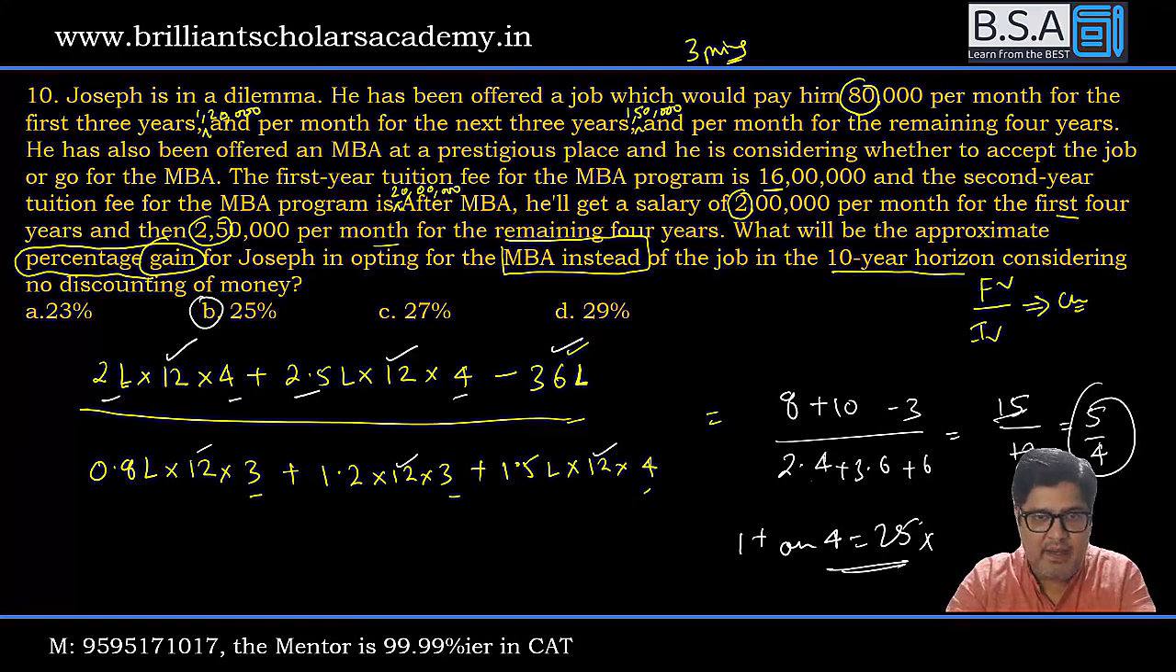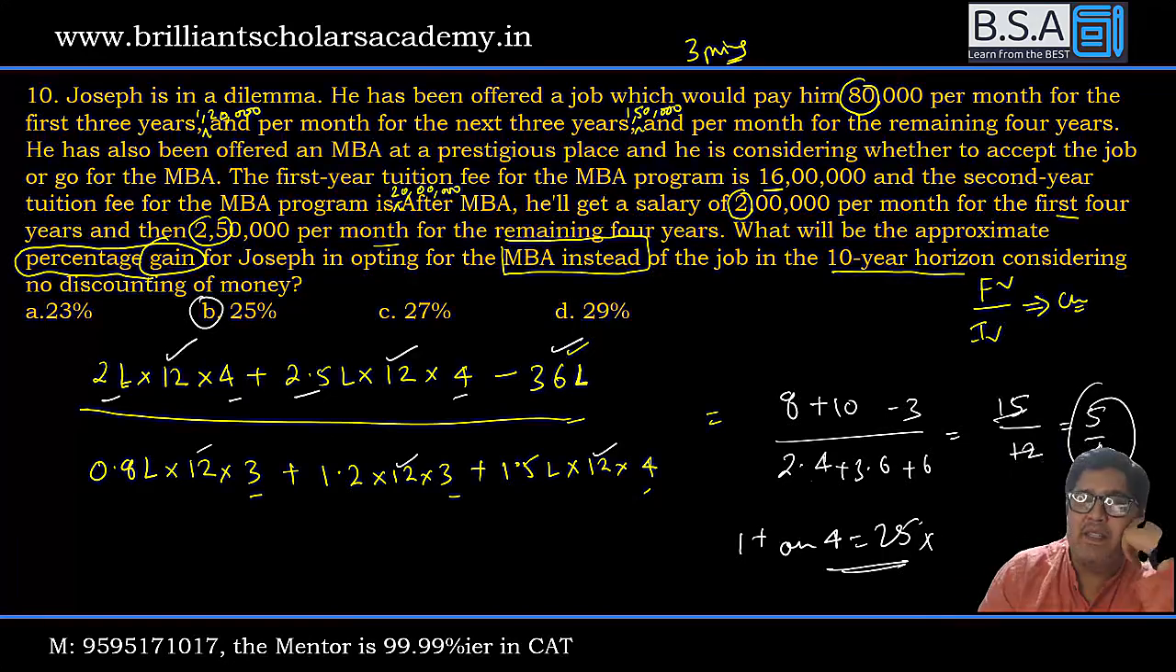It is not a very big deal to solve this question. The big deal is to solve this in a limited time duration. Take out lakhs common, take out 12 common, and cancel everything. There is no point in going into such large numbers. I'm saying directly cancel the lakh. 25%, 25%.